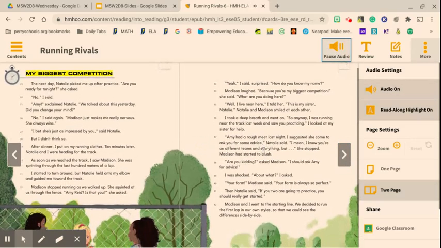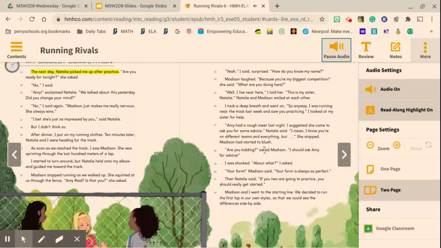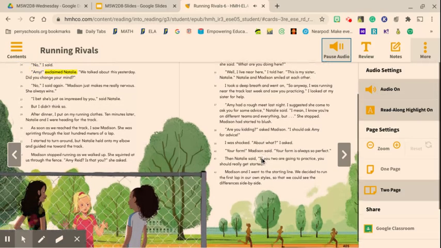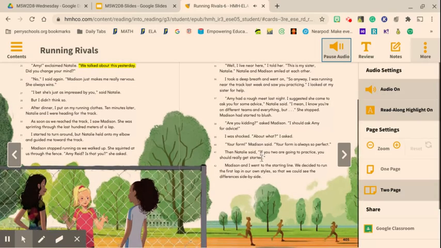My biggest competition. The next day, Natalie picked me up after practice. "Are you ready for tonight?" she asked. "No," I said. "Amy," exclaimed Natalie. "We talked about this yesterday. Did you change your mind?" "No," I said again. "Madison just makes me really nervous. She always wins." "I bet she's just as impressed by you," said Natalie. But I didn't think so.